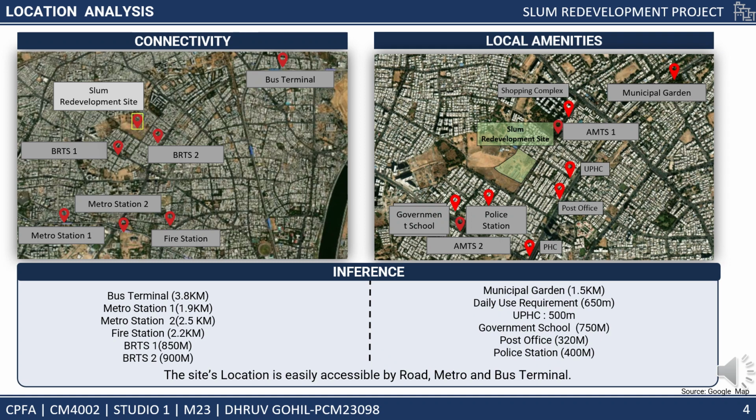Residents will find essential services in close proximity: the municipal garden at 1.5 kilometers, daily use requirements at 650 meters, the UPHC Urban Primary Health Center at 500 meters, a government school at 750 meters, the post office at 320 meters, and the police station at 400 meters. The site's accessibility by road, metro, and bus terminal not only enhances its appeal but also positions it as a well-connected and convenient location for a variety of needs.